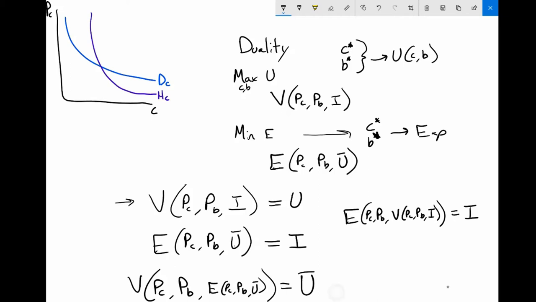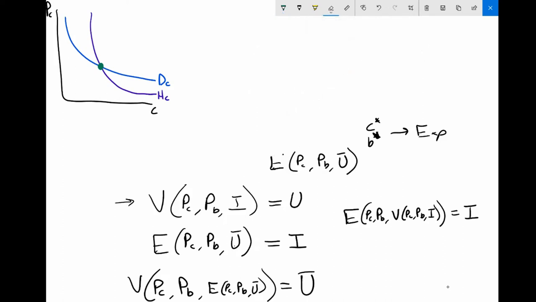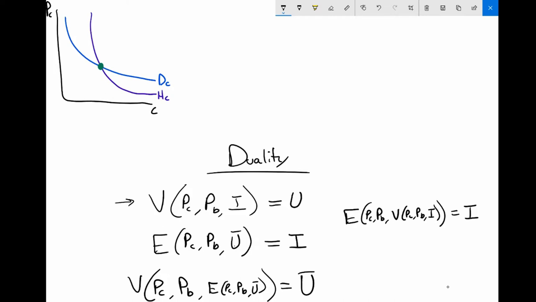So what this means is that there's one point at which these demand functions intersect. It's related to this duality idea. So this is the duality idea, the relationship between utility maximization and expenditure minimization, where we would say this. The compensated demand function equals the uncompensated demand function.